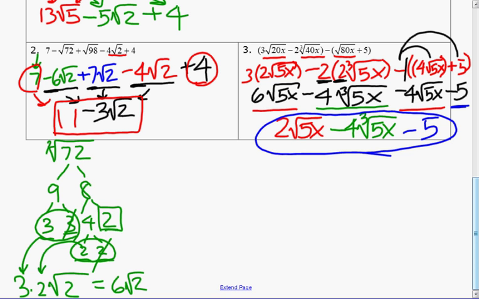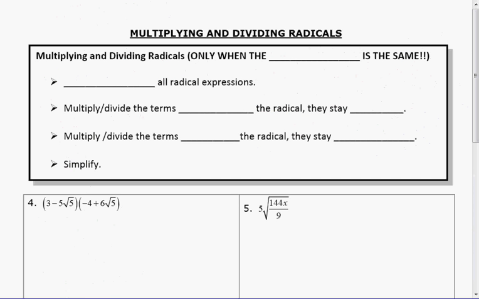All right, so that is adding and subtracting radicals. You'll get lots of practice with this next day in class, so prepare yourself for fun times. All right, now second one, multiplying and dividing radicals. That's the second half of this lesson.